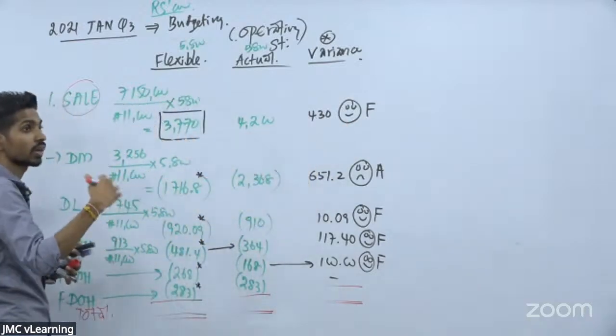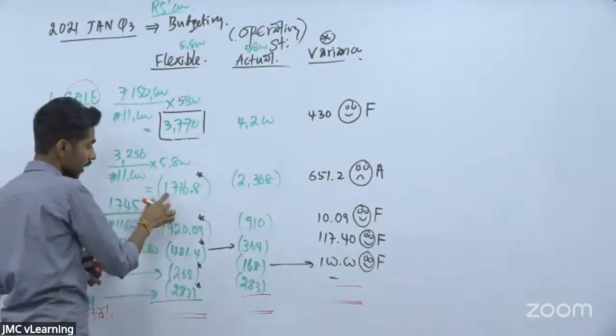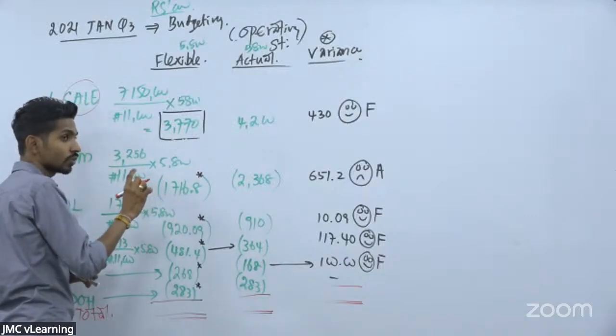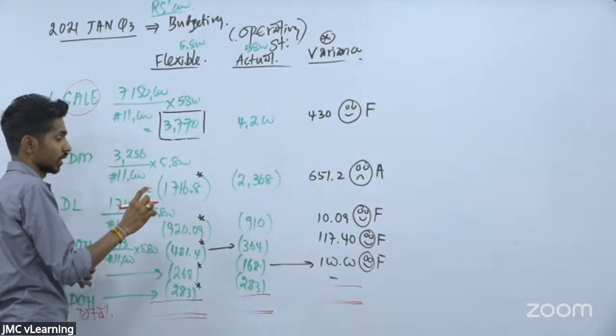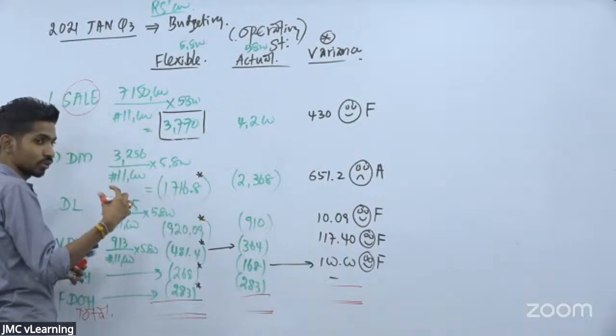On the expenses side, it is the vice versa. We expected to spend 1,716.8, but actually we spent more than that, more than we expected.